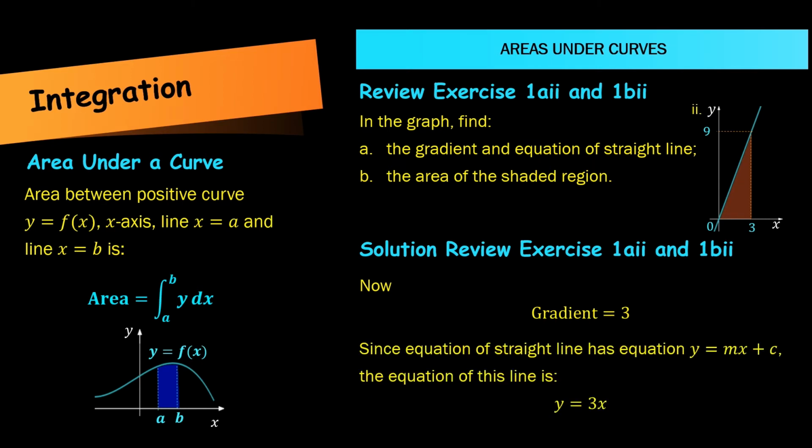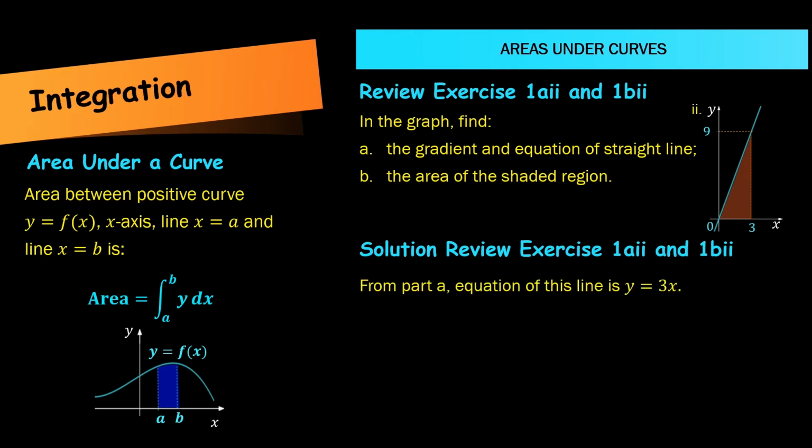Since the equation of a straight line has equation y equals mx plus c, the equation of this line is y equals 3x. Here's our gradient. And of course, because the line crosses at 0, we have that c is equal to 0. And now for the next part. From part A, we have that the equation of the line is y equals 3x. Let's now find the area of the shaded region.